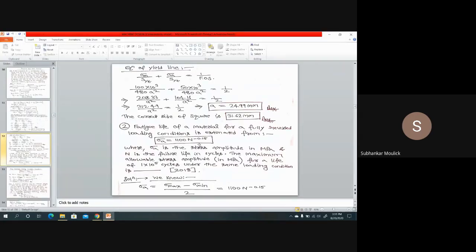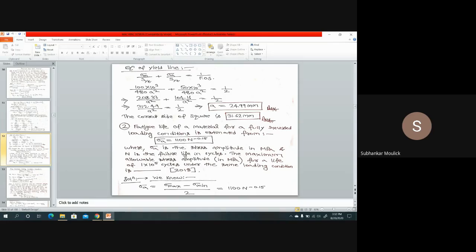Okay, let us solve. See what is given in the problem: the fatigue life of a material for a fully reversed loading, that means the value of alternating stress is given to you, and it is a function of fatigue life, that is sigma A is equal to 1100 into n to the power minus 0.15, where n is the failure life in cycles. The maximum allowable stress amplitude in megapascal, that means you need to find the value of sigma A maximum for a life of 10 to the power 5 cycles.